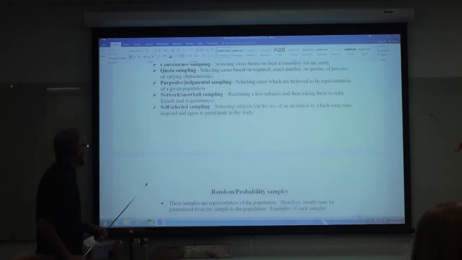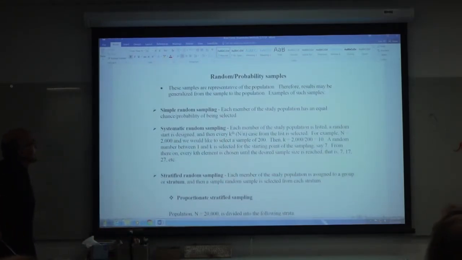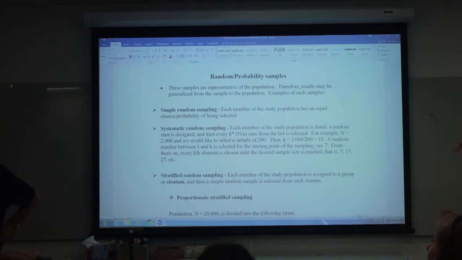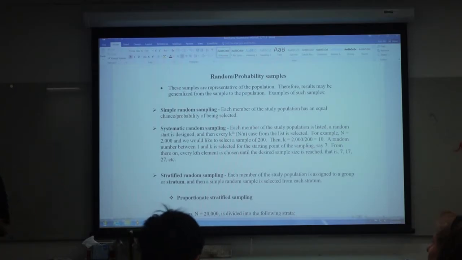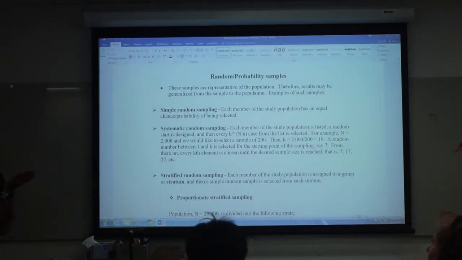Okay, thank you. Then we have random or probability sampling. These are the samples which represent the population. Ideally, you would like to do this. But again, the likelihood of being able to do it is very difficult.